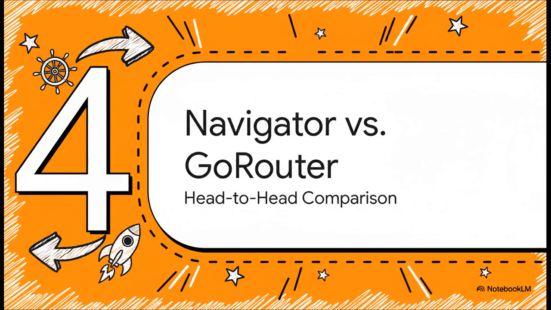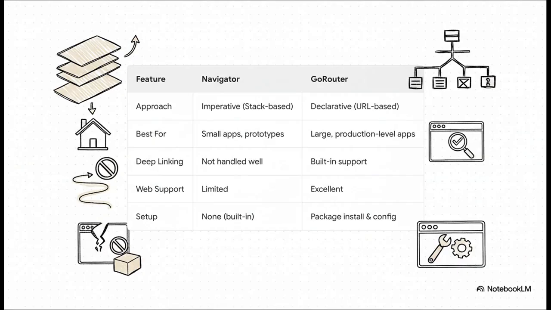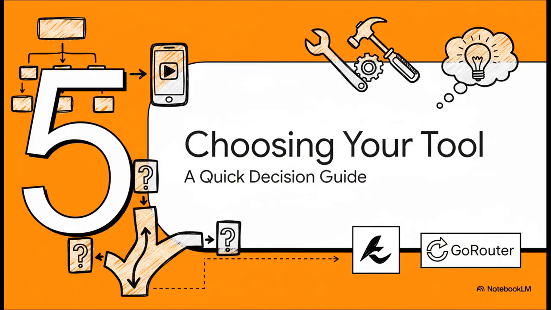Okay, so we've met the players. Now, let's put them head-to-head. This side-by-side comparison is really going to make the differences pop. This table lays it all out, and it really starts with that very first row, the approach. Navigator is imperative. You give it step-by-step commands. GoRouter is declarative. You define the entire map of your app up front. And honestly, that one difference is the reason for everything else on this table. It's why GoRouter is so good at complex things like deep linking and web support, making it the clear winner for big production-level apps.